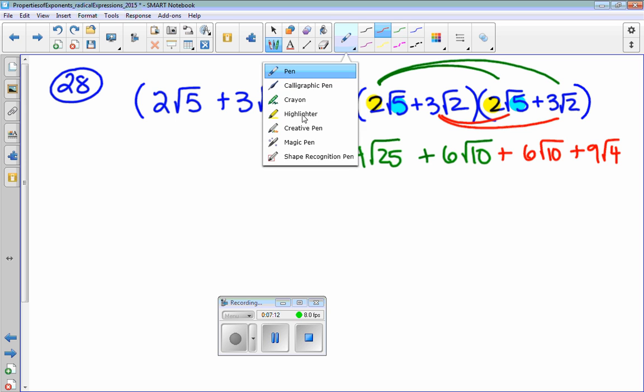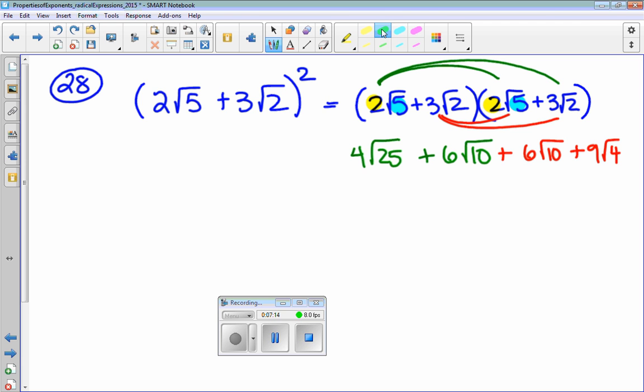If you look at the middle terms, which are right here, can I add those, Matthew? Yes or no? Why can't I? But why can I add them? They both have the square root of 10. Perfect. So when I do that, I keep the square root of 10, and I simply add the number in the front.